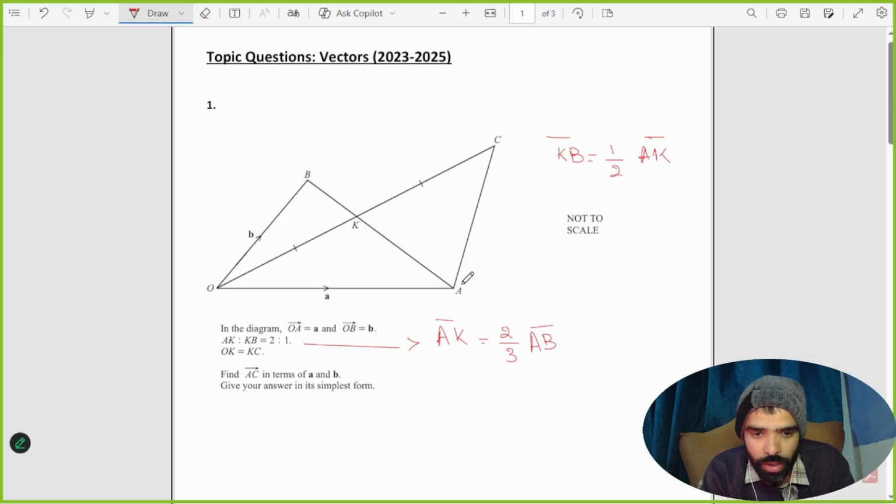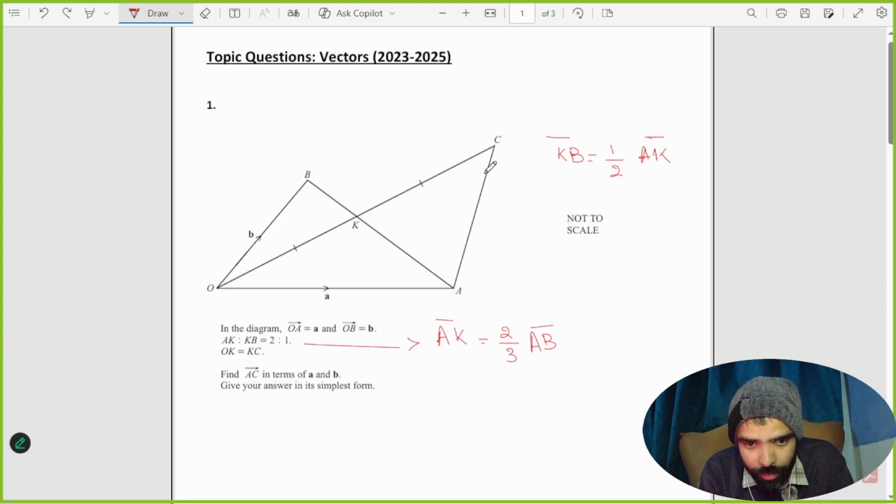Basically this whole line from A to B has 3 parts. 2 parts go with AK, 2/3 of the AB, it's very clear, 2/3 of the AB is equal to AK, and 1/3 of the AB is equal to KB. Correct. Now, what we actually have to find is AC.